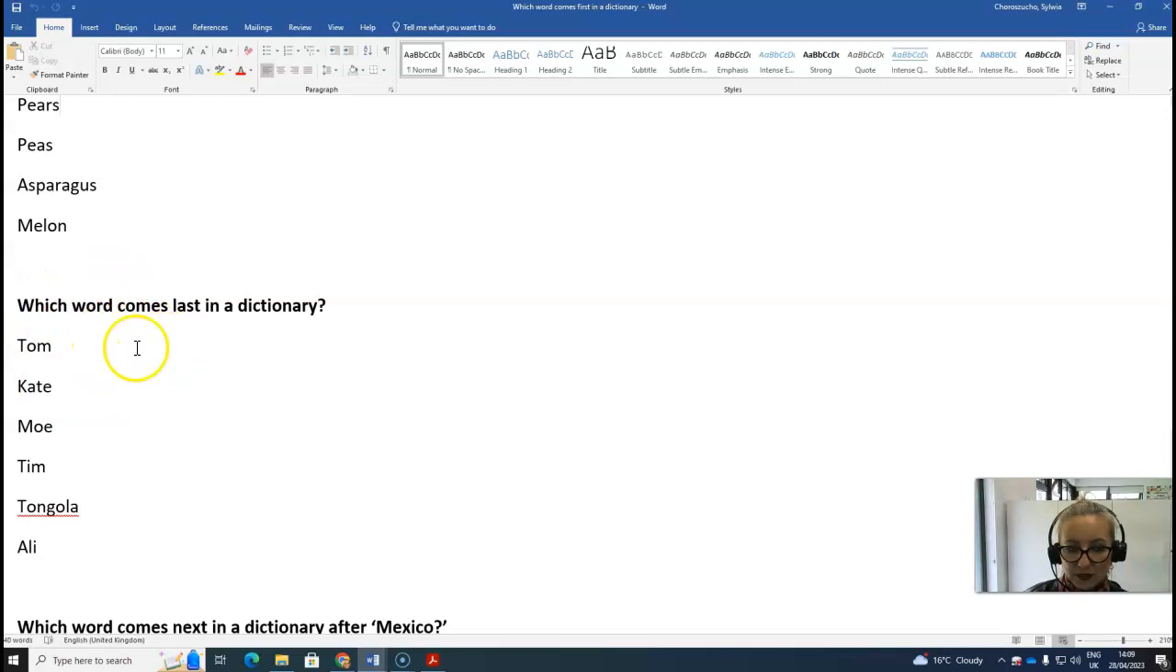The same question will be about the last word. So we look at which word comes last in a dictionary. We look at the first letter, and the last letter in the alphabet would be T. But we've got 2 words with T. So what do we do? We look at the second letter. Here is O. Here is O. We've got I, and here we've got O. So which letter comes last? O, right? But we've got 2 words with O. If that's the case, we look at the third letter, M or N. N comes after M, so the last word in a dictionary will be Tongola.